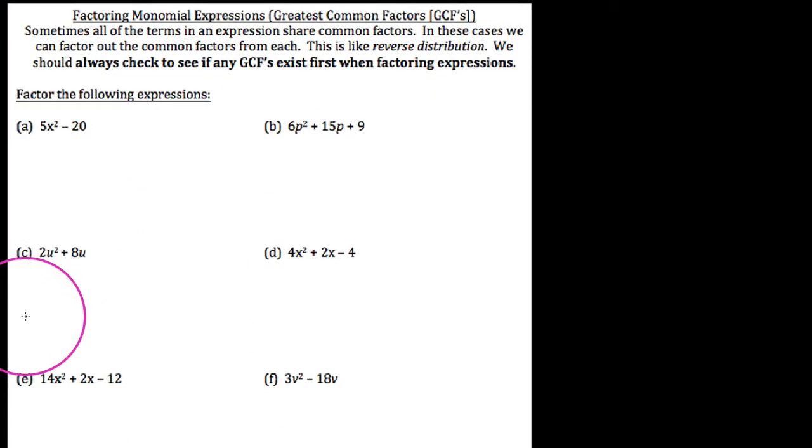In this video, we're going to look at a fairly common factoring method, which is typically the method you should start with first: factoring monomial expressions, or factoring out a greatest common expression or factor from each of the terms in an expression. Sometimes all the terms in an expression share common factors. In these cases, we can factor out the common factors from each.